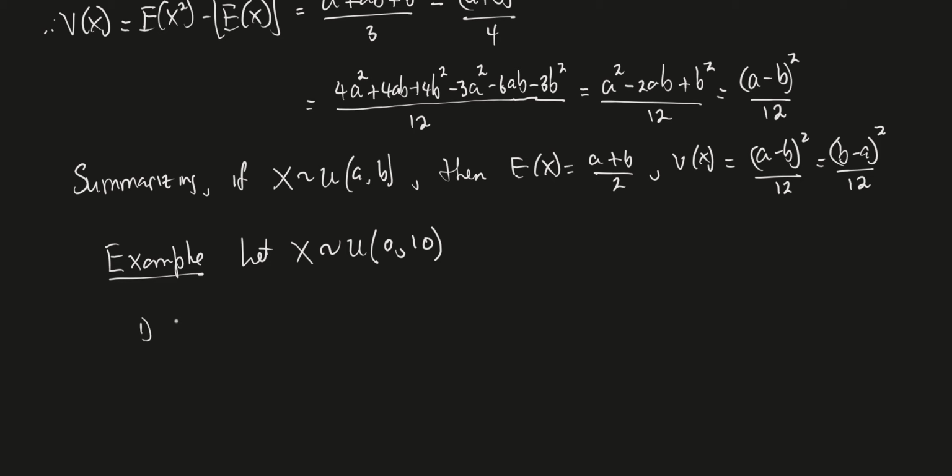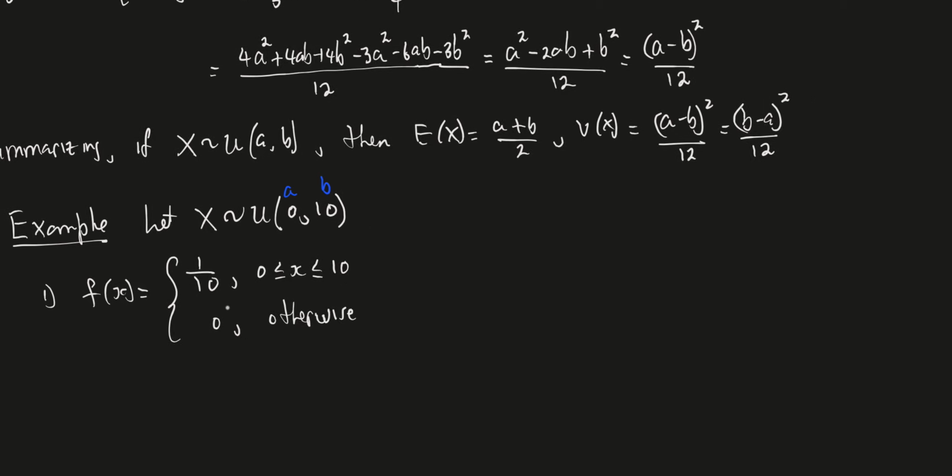So first up, let's write down the PDF of this. So our PDF is going to be 1 over b minus a. So in this problem, a is 0, b is 10. So we're going to have 1/10, and that's whenever x is between 0 and 10, and then it's going to be 0 otherwise, right? So there we go. So that's our PDF.